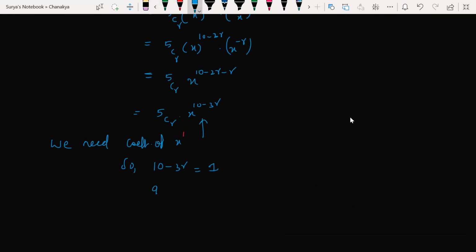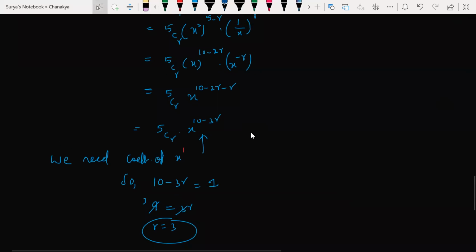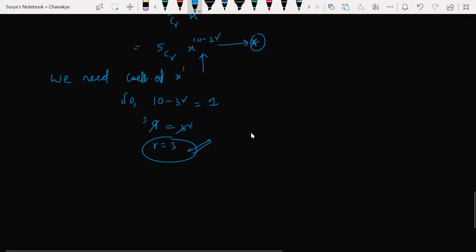So 9 is equal to 3r. r is equal to 3. Perfect. So now look at this here. If we find r, then from this star equation I'll be getting my coefficient of x. That's it.